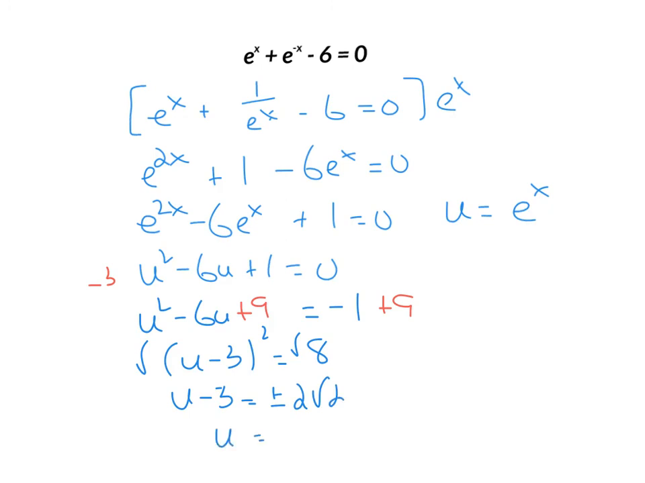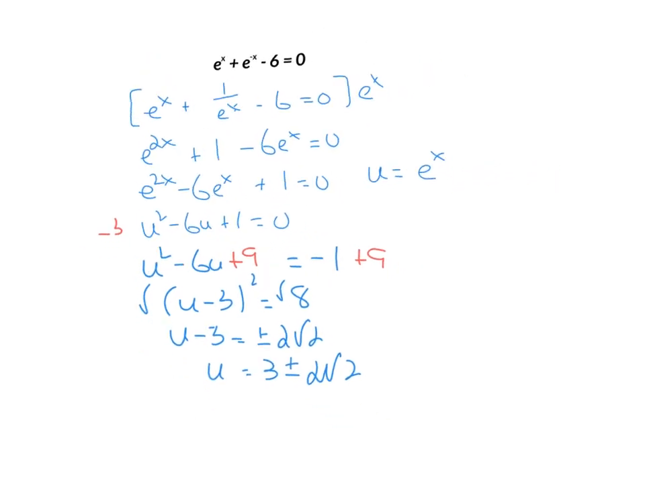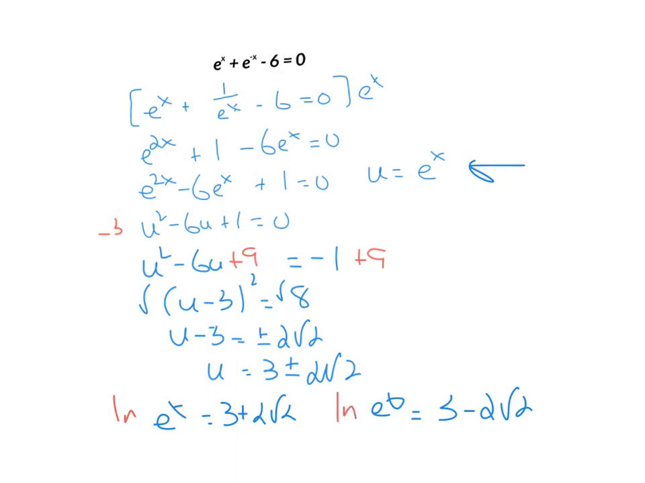So u is this. U equals 3 plus or minus 2 root 2, which is good, but that's not what I'm looking for. I'm trying to solve for x. So I'm going to substitute this back in for the u. So I'm going to say e to the x equals 3 plus 2 root 2, and also e to the x equals 3 minus 2 root 2. All right, to solve that, because it's an e, I'm going to do natural log of both sides. I forgot natural log here, natural log there.